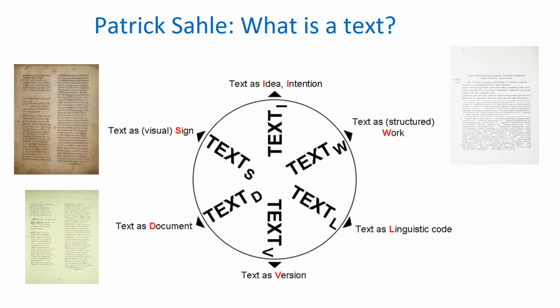The text is a linguistic code. It is expressed in one or more languages. The text is also a version. The text is also a document, a visual sign. It can be seen as a visual phenomenon that sometimes carries semantic information directly. We can express all these characteristics of a text in a scientific digital edition.